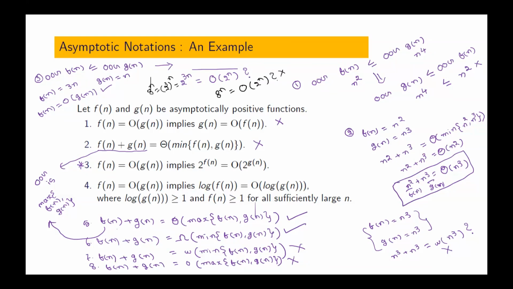For some functions it becomes true, but there is at least one pair of f of n and g of n for which it is failing. Hence, the final answer should be true or false? False.